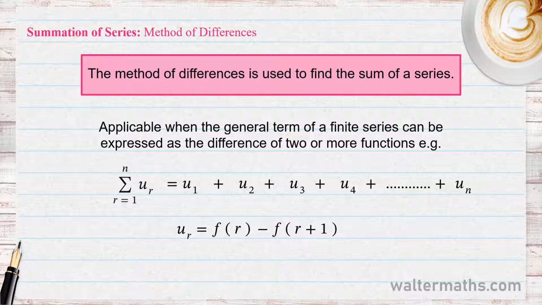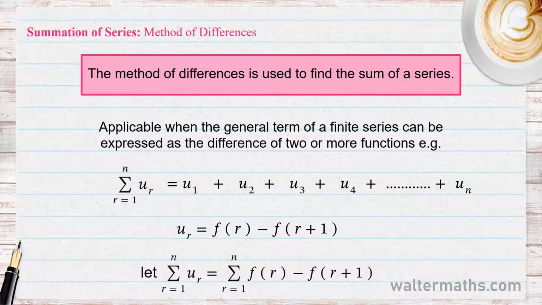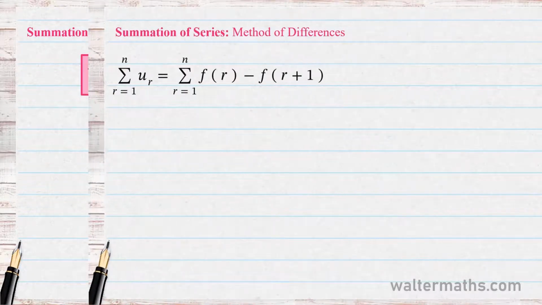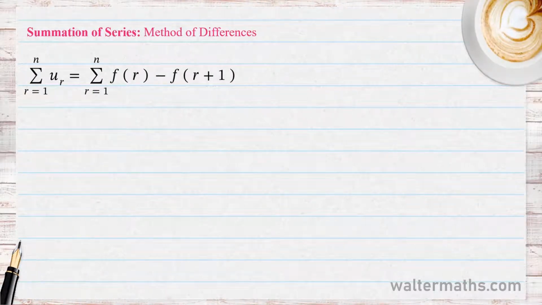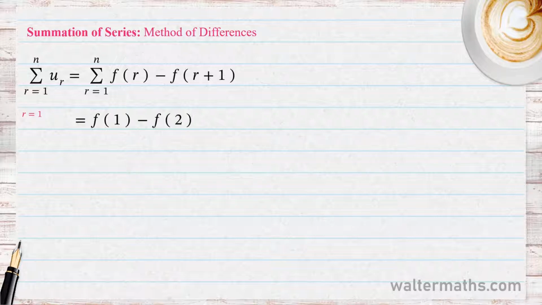So we can say, let the summation from r is equal to 1 up to n of terms of the form u sub r be equal to the summation from r is equal to 1 up to n of terms of the form f of r minus f of r plus 1. So this means we can write down the terms of this series. We start with r being equal to 1, and then we'll have f of 1 minus f of 1 plus 1, which is f of 2. So we have f of 1 minus f of 2.